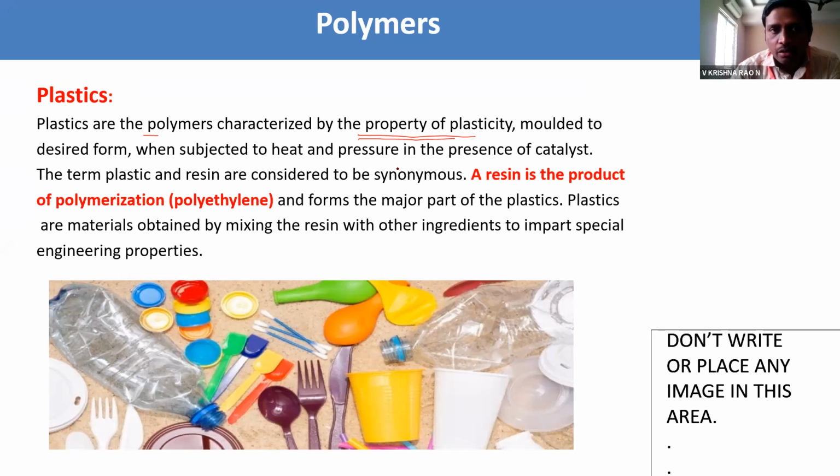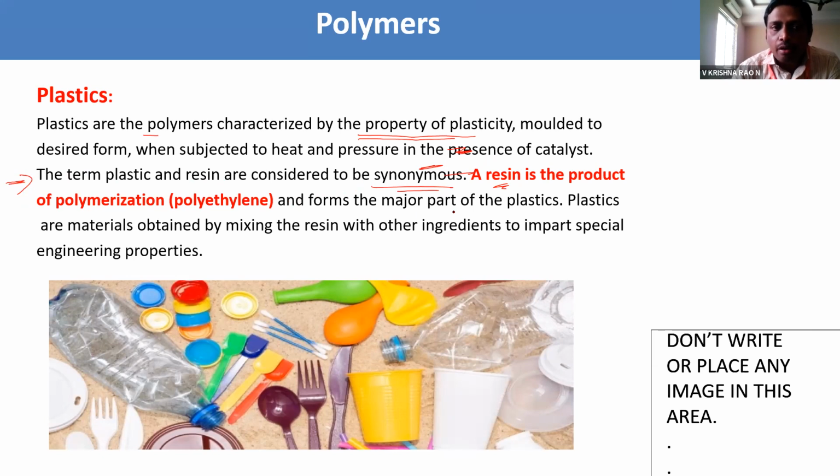It has the property of plasticity and is molded to the desired form when it is subjected to heat and pressure in the presence of a catalyst. That gives the desired shape of the plastic. The terms plastic and resin are considered to be synonymous. Both are the same; they give the same meaning.